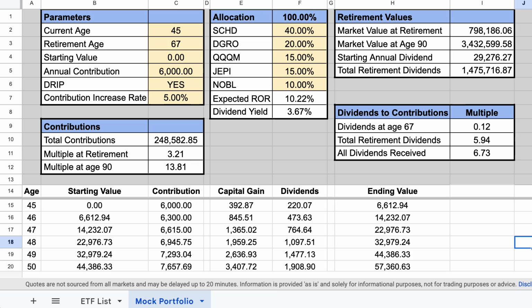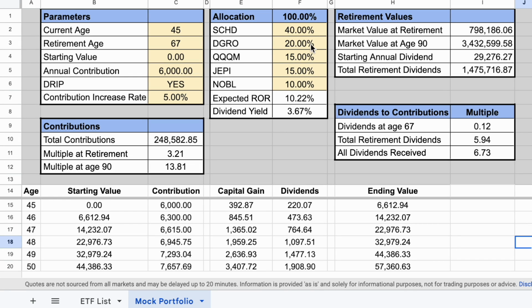Let me explain all of the new features first, and then we will take this mock portfolio calculator for a spin. The first change, and probably the biggest enhancement, is that now, instead of just testing SCHD and QQQ, you can include up to 5 different ETFs or stocks in this calculator. You simply enter the ticker symbol in column E here, and the corresponding allocation in column F.